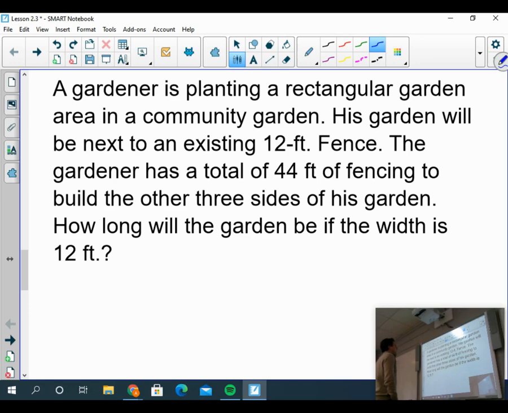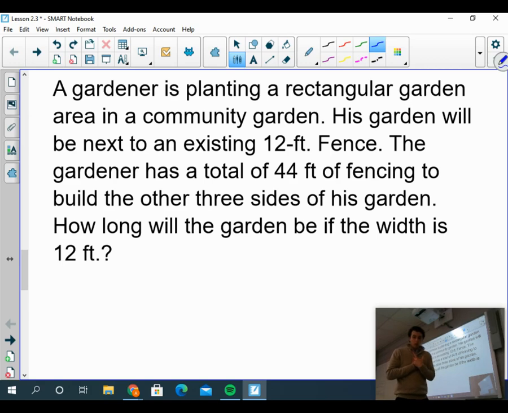So Gardner is planting a rectangular garden area in a community garden. His garden will be next to an existing 12-foot fence. The gardener has a total of 44 feet of fencing to build the other 3 sides of his garden. How long will the garden be if the width is 12 feet?